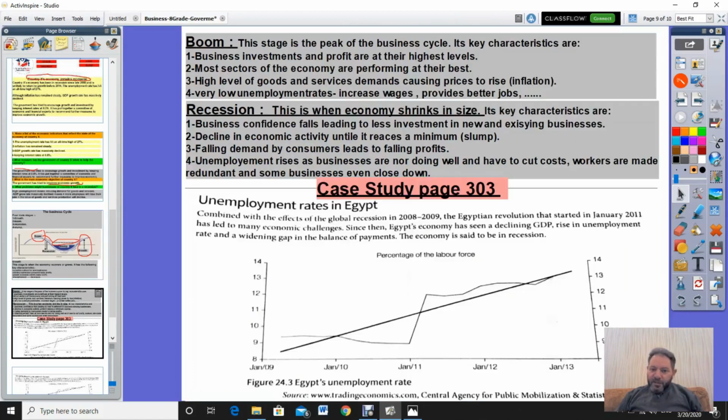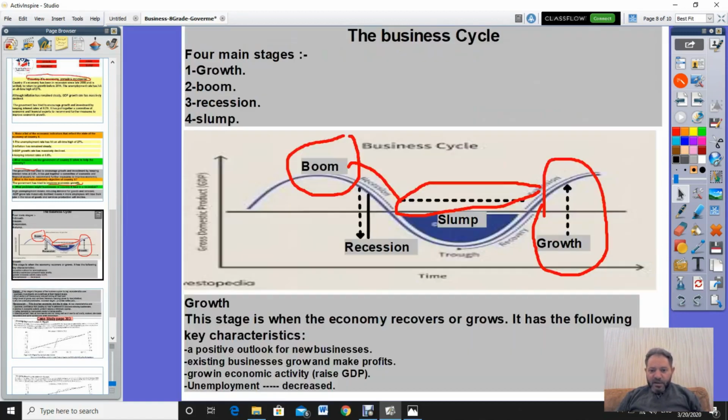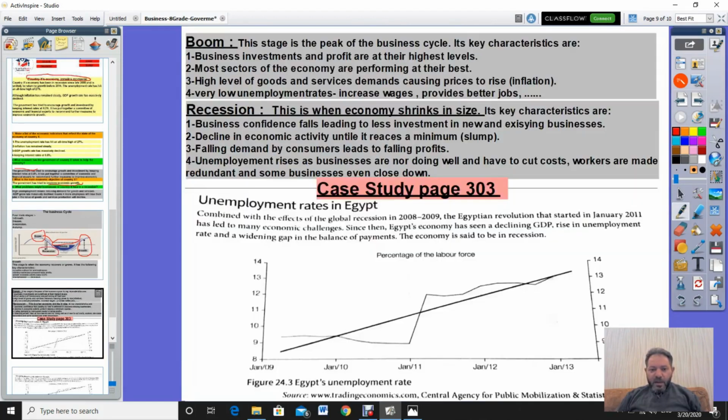The boom. The recession, as we see here, this is the recession stage. The recession is when the economy shrinks in size.